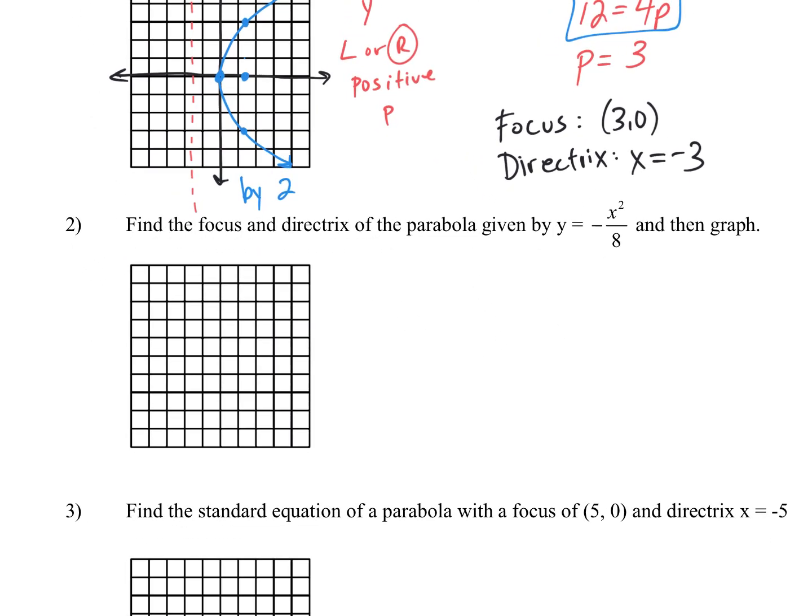I want to give you the first step here on number 2, and then I'm going to kind of fast forward through all the other key parts. One thing we always want when we set these problems up is our x squared term, our squared term, to be isolated. So what I would do on this problem is multiply both sides by -8. So I would have x squared equals -8y.